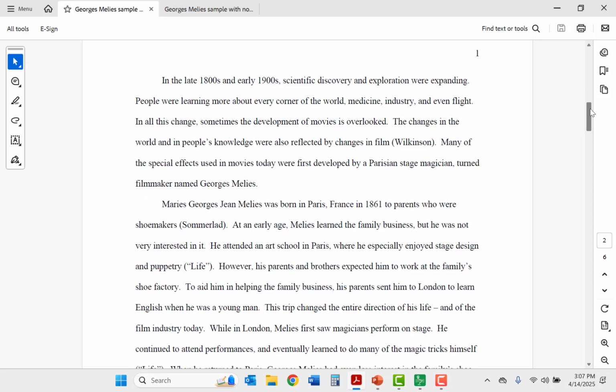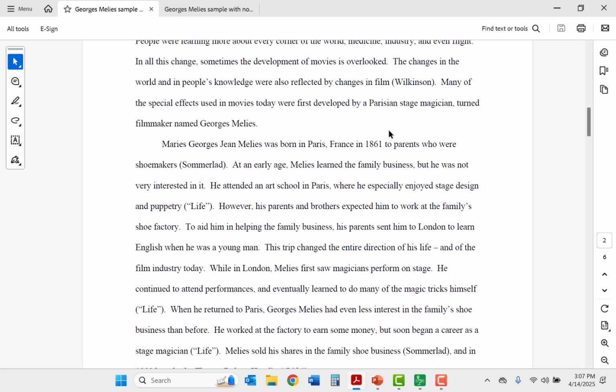And I'm just going to skim through my paper. This first paragraph talks about him being born in France, and you can see where I have sources included. Here's Life, Summer Lad, another from Life, Summer Lad. So when you did your note cards, you've already written them in complete sentences. And so you can take those sentences and put them directly in your paper. Okay, so if I take a look at this example, Marie-Georges Jean Méliès was born in Paris, France in 1861 to parents who were shoemakers. Okay, that information I got from one of my sources, so I'm citing it. At an early age, Méliès learned the family business, but he was not very interested in it.